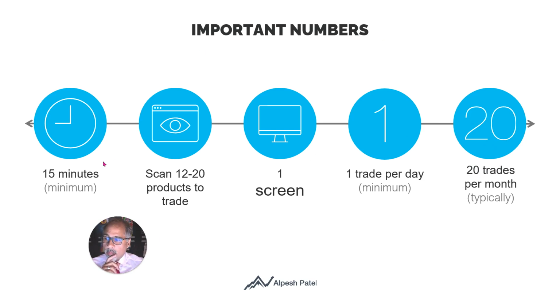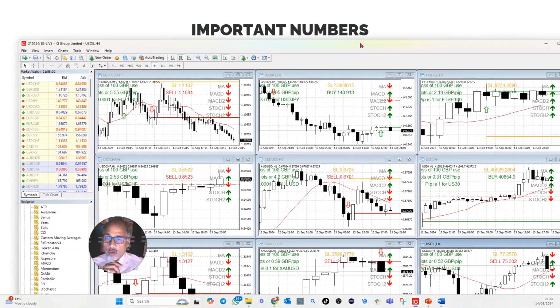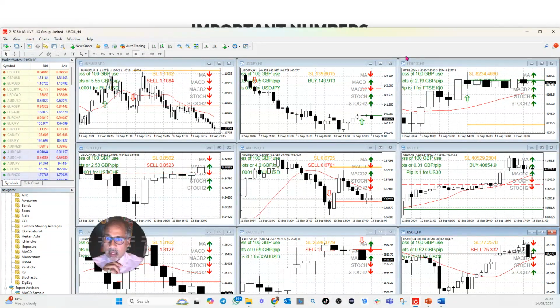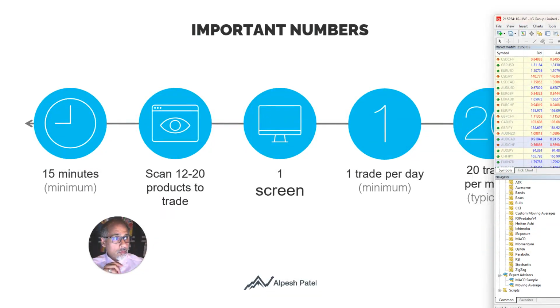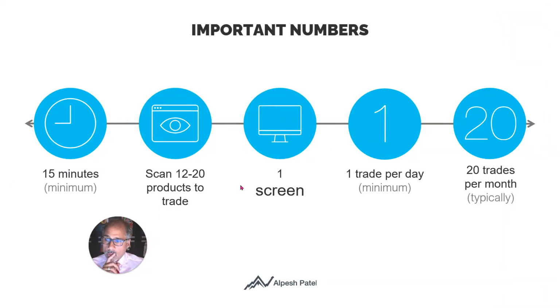I think these are the important numbers. Scan the markets for 15 minutes. You have it set up with a range of instruments like this, so you go long and short. You place 1 or 2 or 3 trades in a day, and you're probably going to hold those positions for about a week to 2 weeks, whether it's 15-minute bars or otherwise.